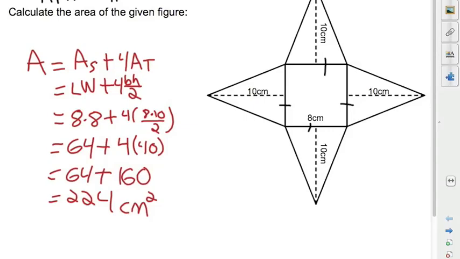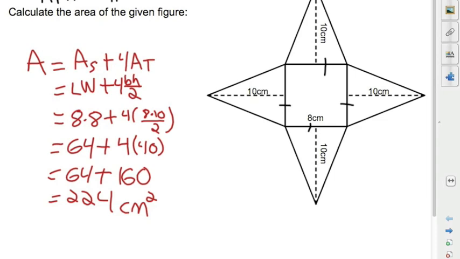So what Abby did here was she just broke up her shapes. She saw that those are squares, so we want the area of the square. And then we had the area of a triangle, and then we recognized that all the triangles are basically the same, so it's just 4 times the area of a triangle. So here we got 8 times 8, which is the area of a square, 64. Take out the area of one of the triangles.